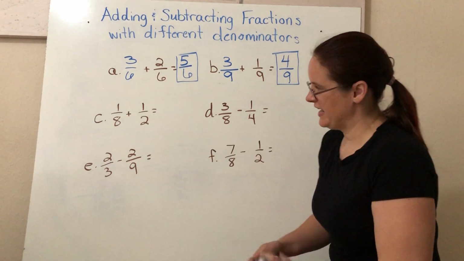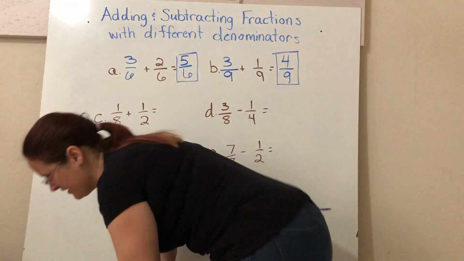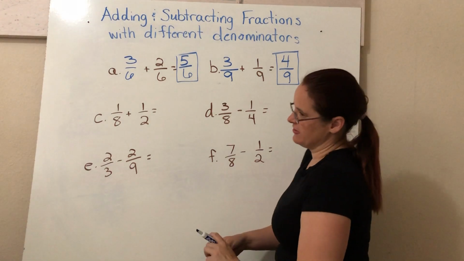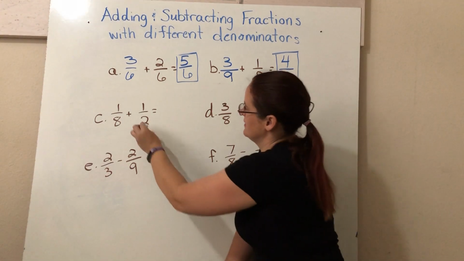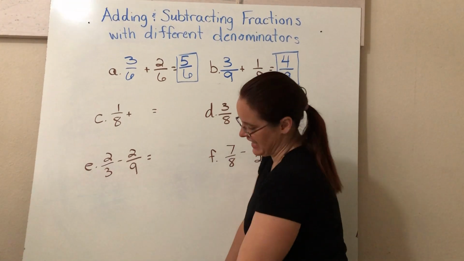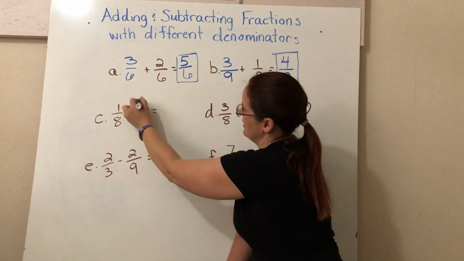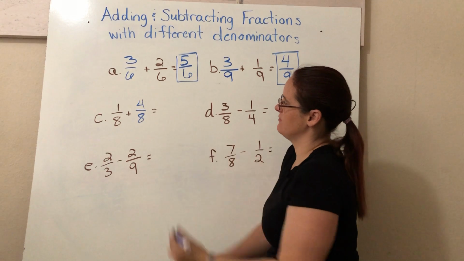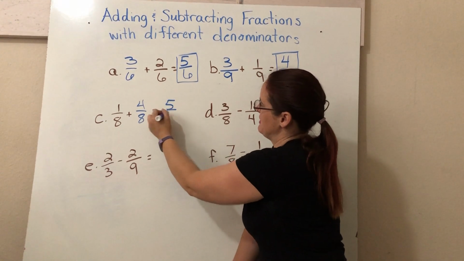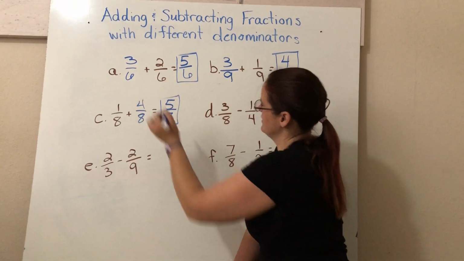Okay, over here, 1/8 and 1/2. What's their common denominator? The half has to be turned into eighths. How many eighths? 4. 4/8 equals a half. 1/8 and 4/8 gives me 5/8 as an answer.